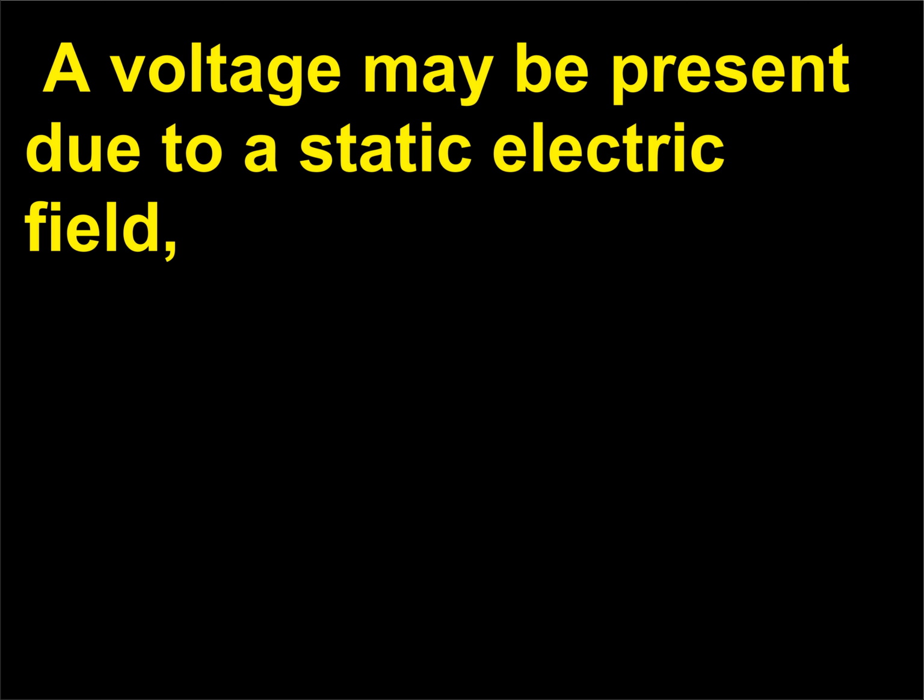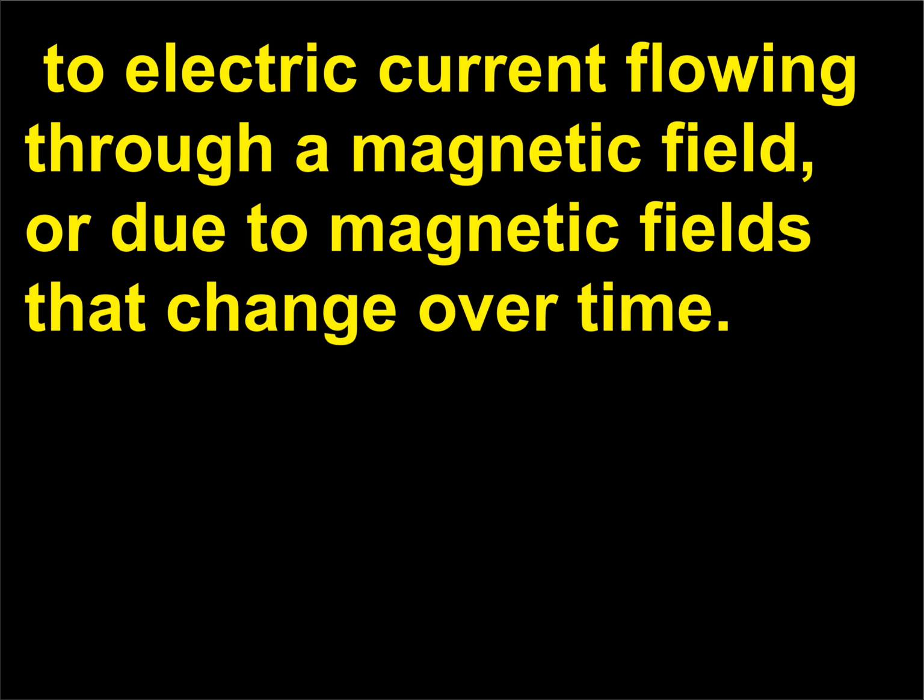A voltage may be present due to a static electric field, to electric current flowing through a magnetic field, or due to magnetic fields that change over time.